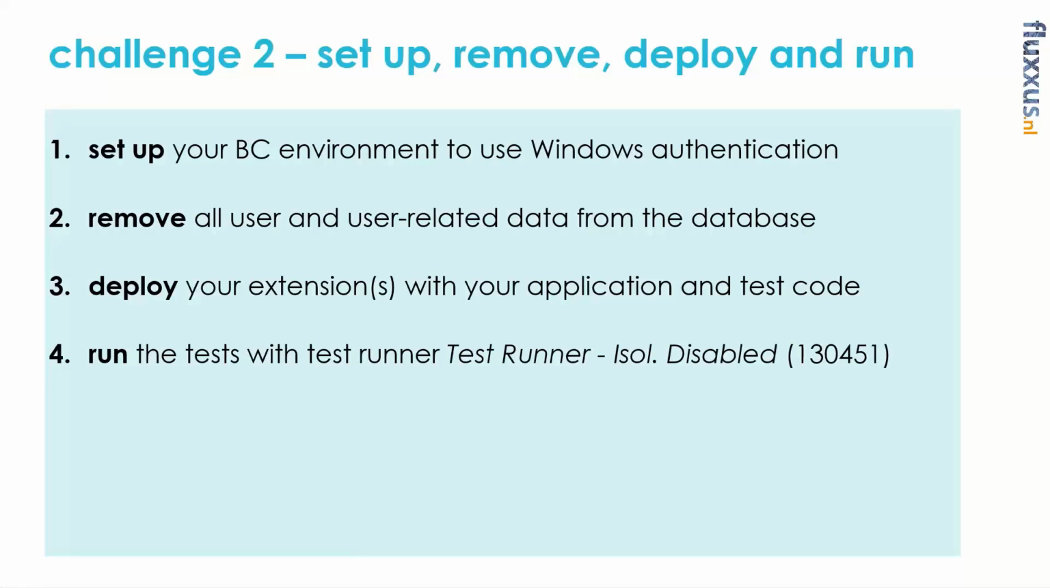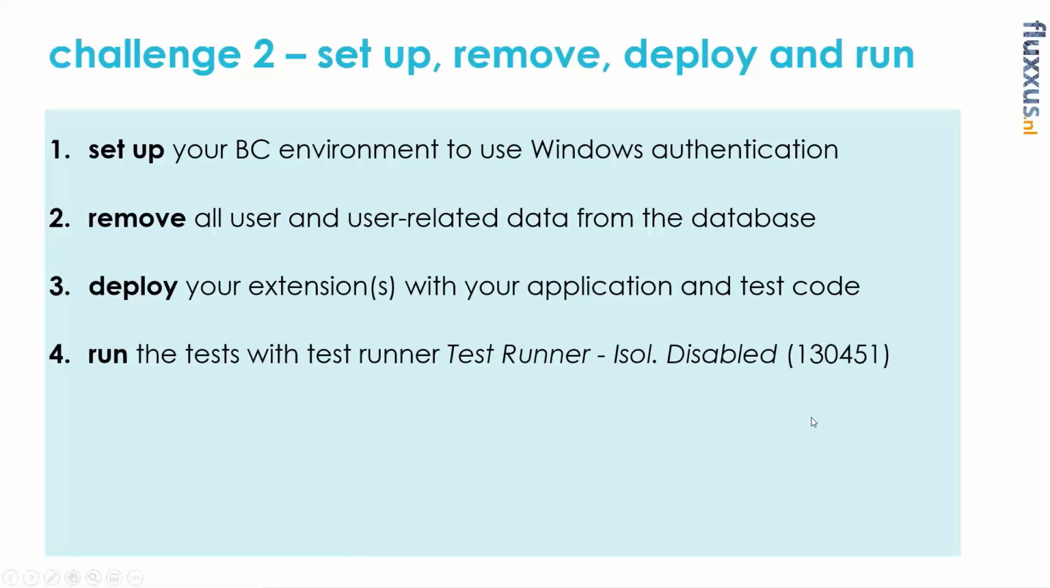The challenge here is we need to set up a BC environment to use Windows authentication. That's not a big challenge, but it is part of the challenge. We need to remove all user and user-related data from the database. We need to deploy our extension and test code, and then run the tests without test isolation. So there is a test runner called testrunner-isol.disabled with the ID.